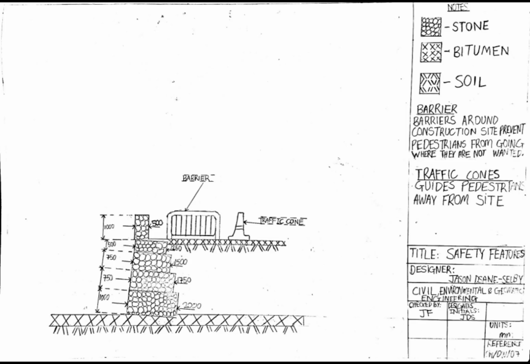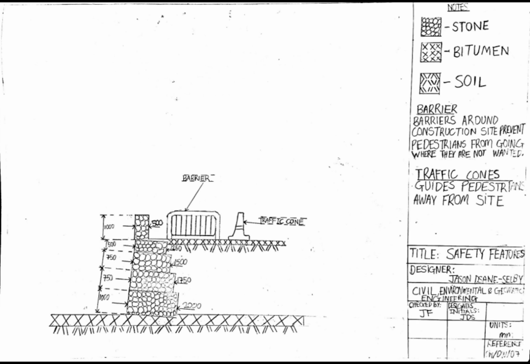We all know that safety features are an important part of every construction. This is why we plan to set up barriers around the perimeter of the whole construction site to prevent pedestrians from walking where they are not wanted. We will also place traffic cones to help guide these pedestrians as to where to walk and where they shouldn't.